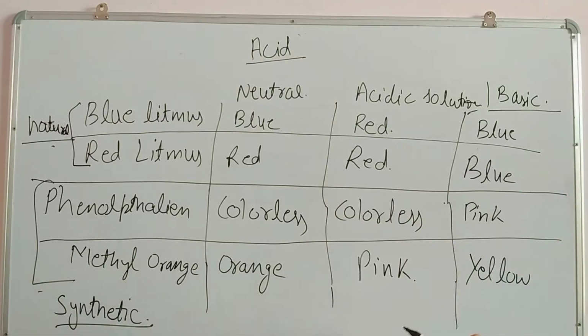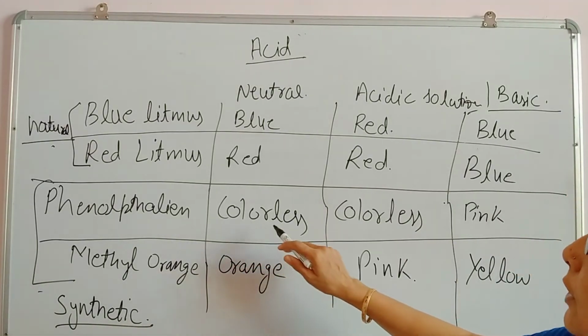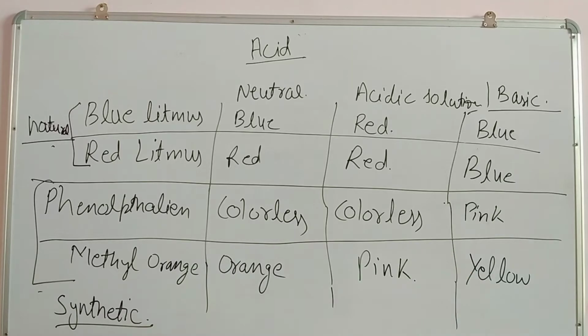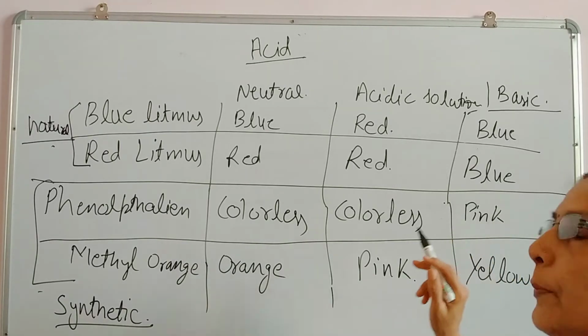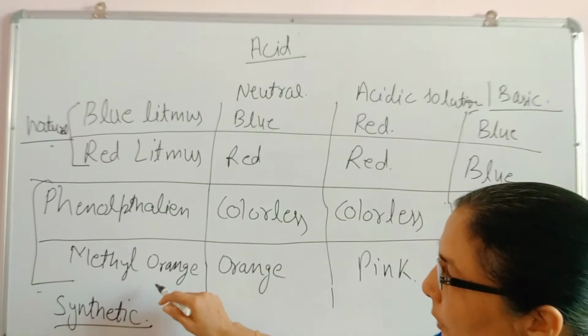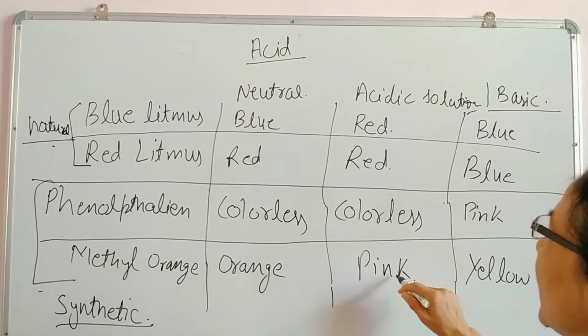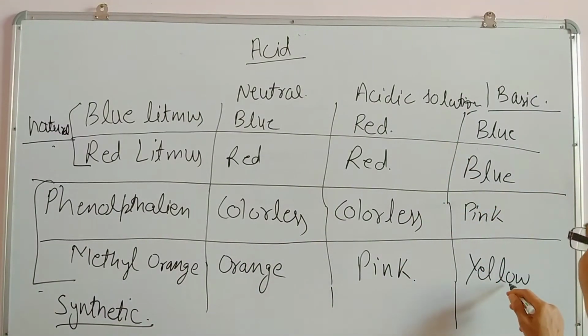So again I am revising. Phenolphthalein will remain colorless in neutral and acidic solution, and it will be converted to pink in basic solution. And methyl orange will remain pink in acidic solution and yellow with basic solution.